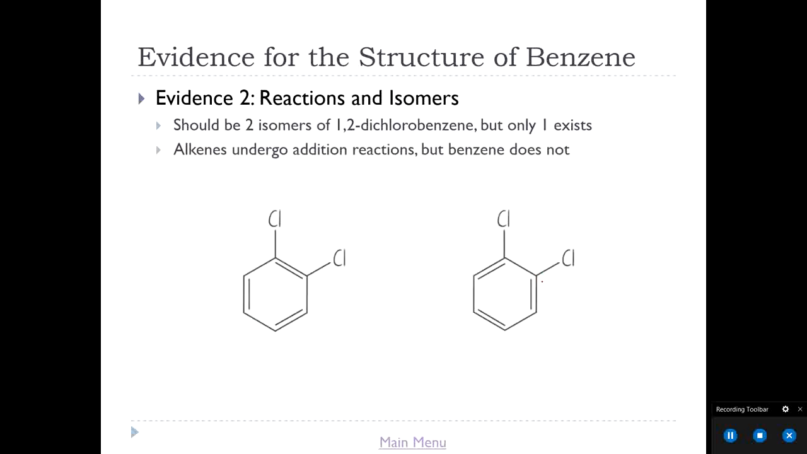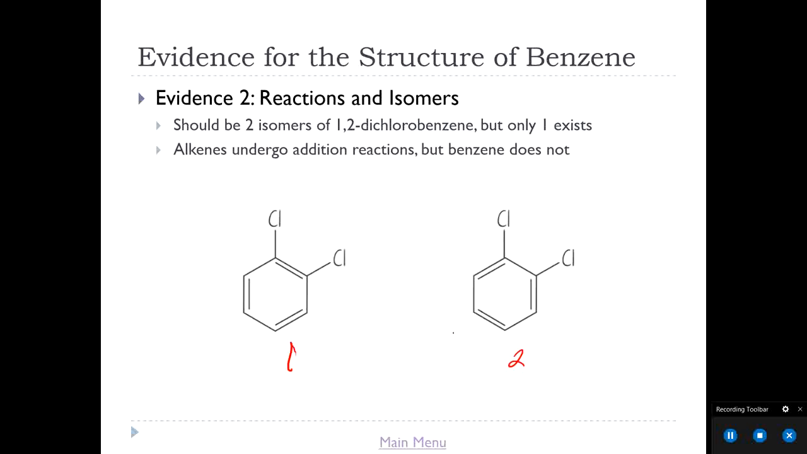The second piece of evidence is the isomers and reactions that benzene undergoes. So when you substitute benzene with chlorine, for example, as seen here, we have two isomers of chlorine. The first one here where we have the two chlorines on either side of a double bond, and the second isomer where the two chlorines are on either side of the single bond. So these two isomers would have different properties. They would be able to be substituted differently in other places depending on what reactions we were doing. But it was noticed that although seemingly there's two, there in fact was only one. You could not get two different isomers of 1,2-dichlorobenzene.